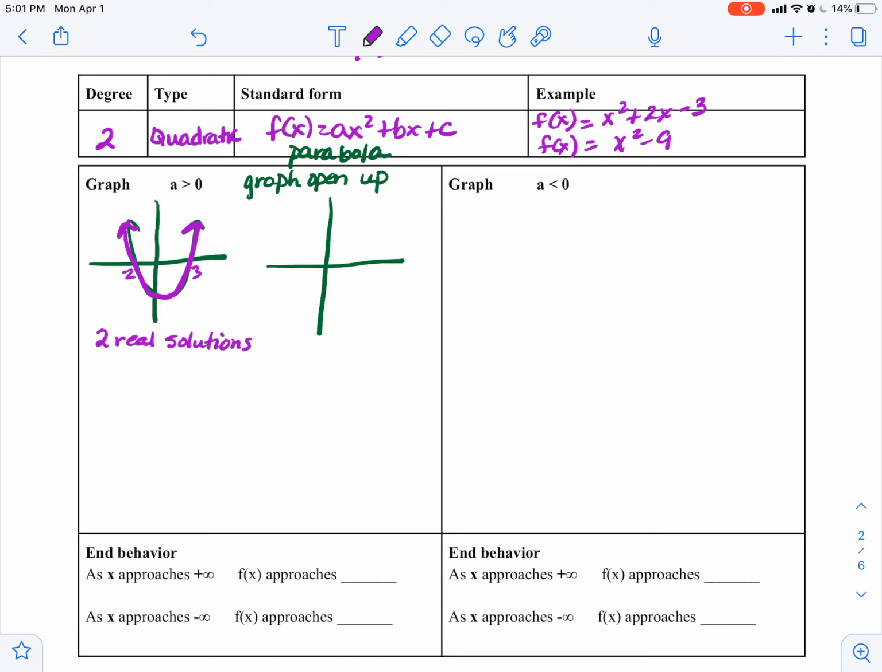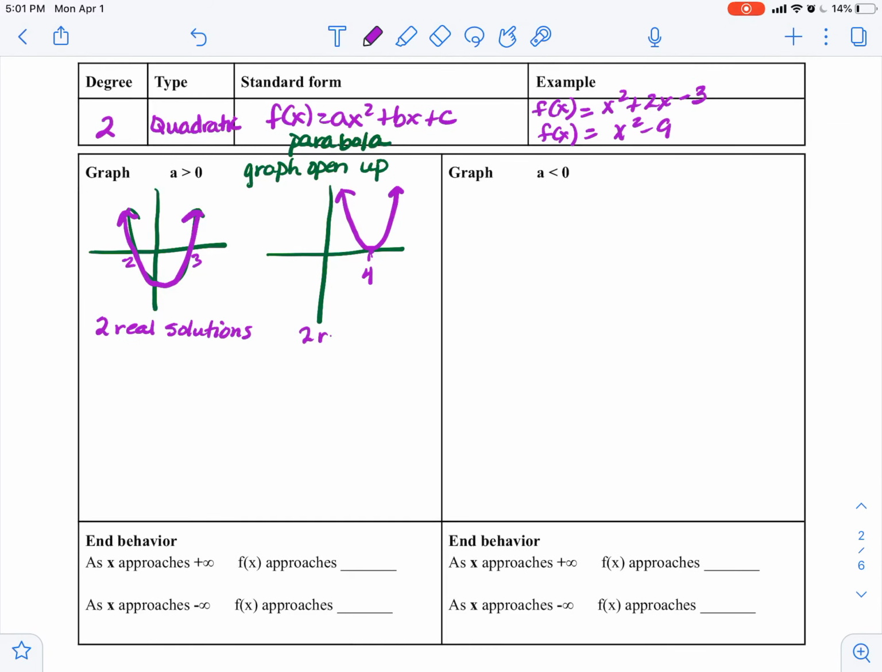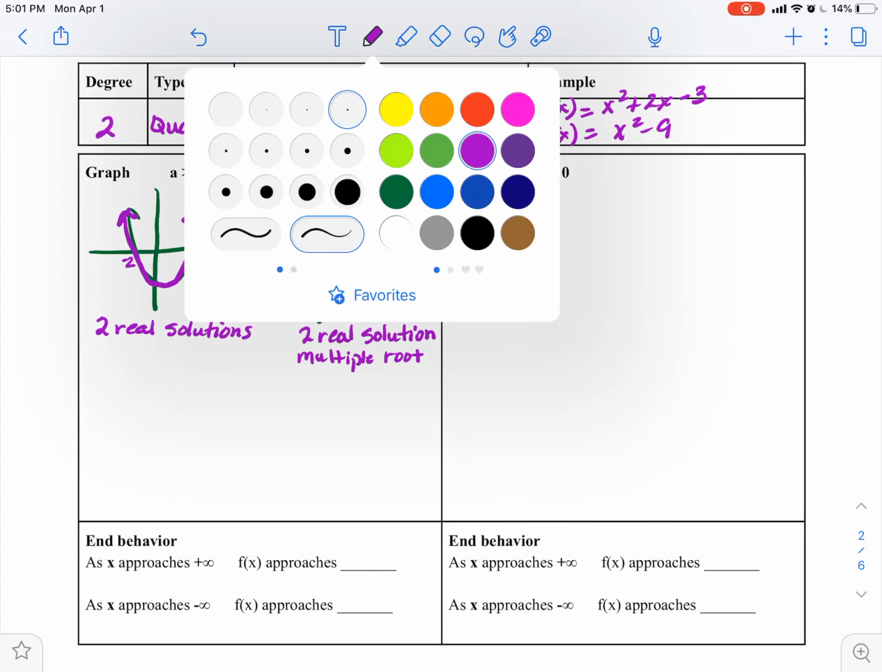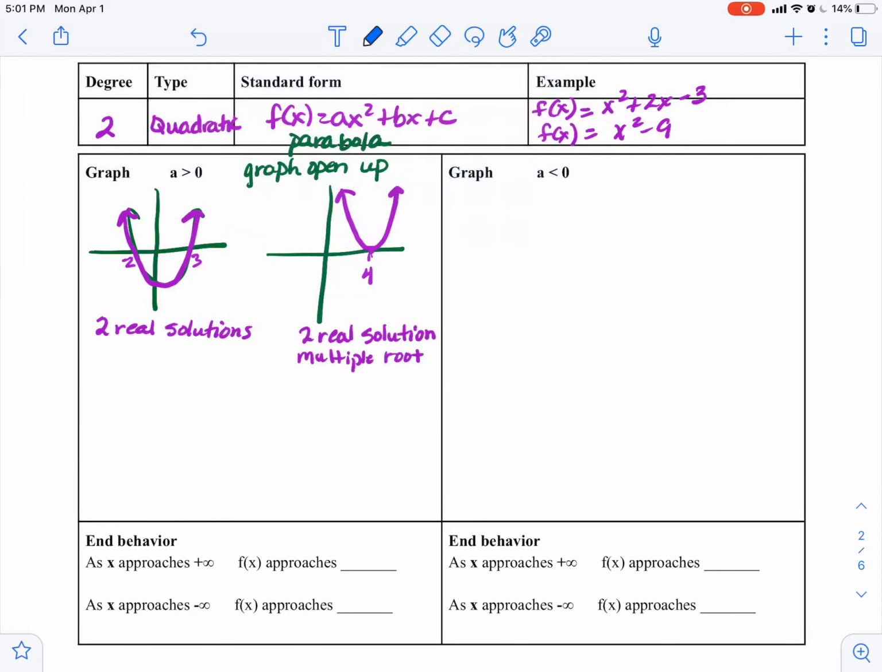Color code these a little better. Okay, so our next one could be where it just touches and bounces. Okay, so in this case, let's say that that's a 4. So this has, again, 2 real solutions, but in this case, it's a multiple root. Okay, I'm going to go over here and put, just for the sake of it, write it in blue.